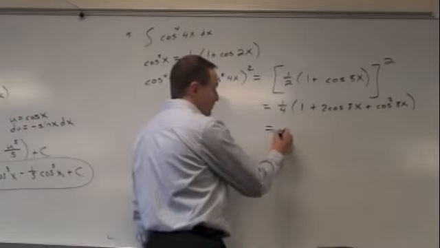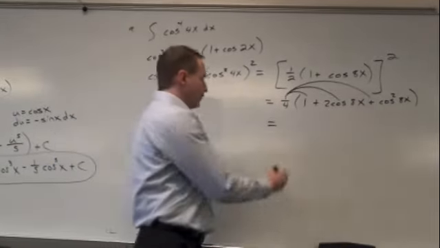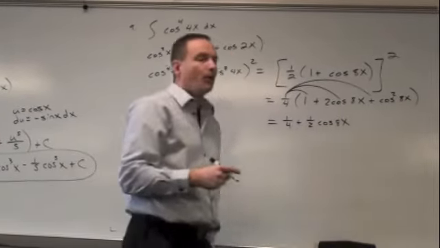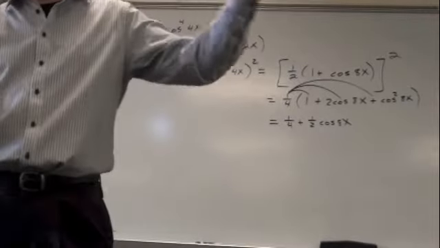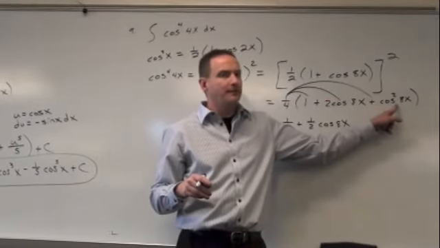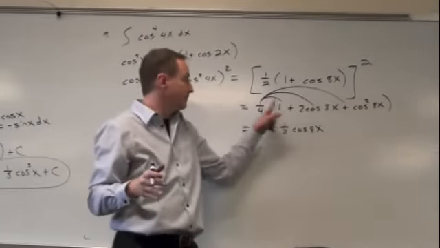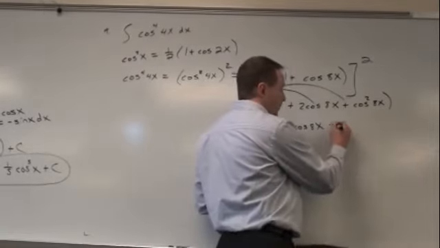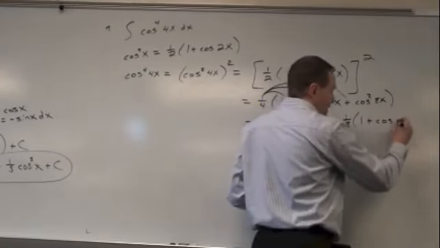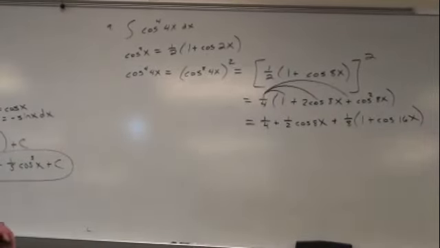So I'll distribute the 1/4 to these terms, and actually the last term too. I'll get 1/4 plus 1/2 cosine 8x. Now, I want to distribute 1/4 and use that power reduction formula at the same time. The power reduction formula says this is going to become 1/2 times the group 1 plus cosine 16x. So why not take that 1/2 that would be out in front of it, multiply it by 1/4, 1/2 times 1/4, I'll get 1/8 times the group 1 plus the cosine of twice that angle.